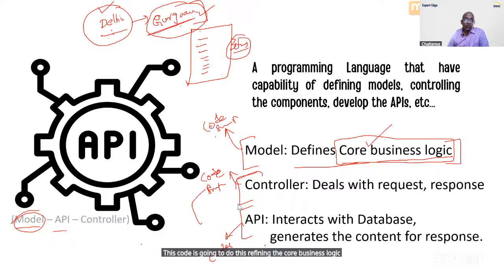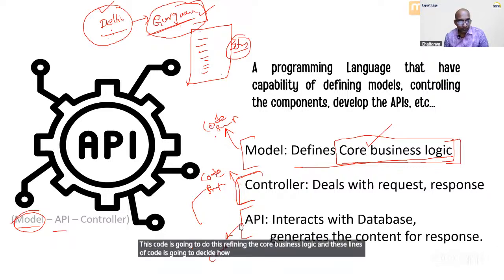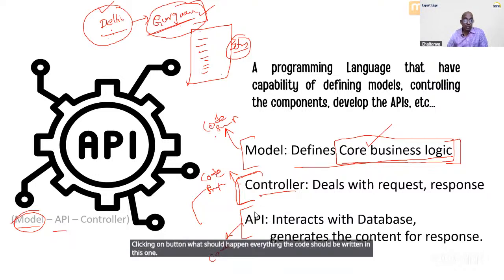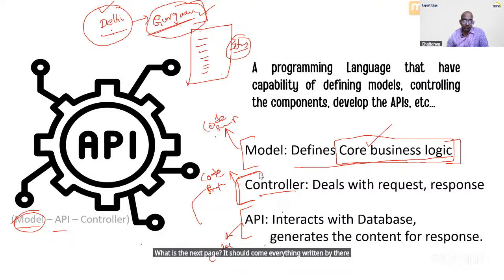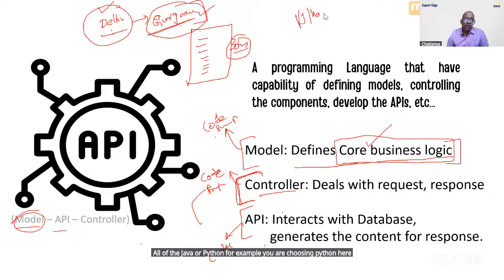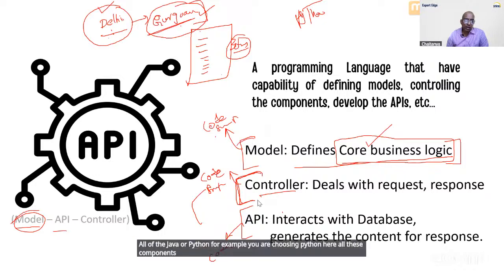And these lines of code decide how we receive the request, how we send the response, how we move from one page to another page, and what should happen when clicking on a button. What the next page should be is all written in the controller code. It's again the same programming language code. Don't think it's some different language, a controller language which we don't know. No, all are Java or Python. For example, if you are choosing Python here, all these components, model code, controller code, API code, everything you are going to develop in Python only.